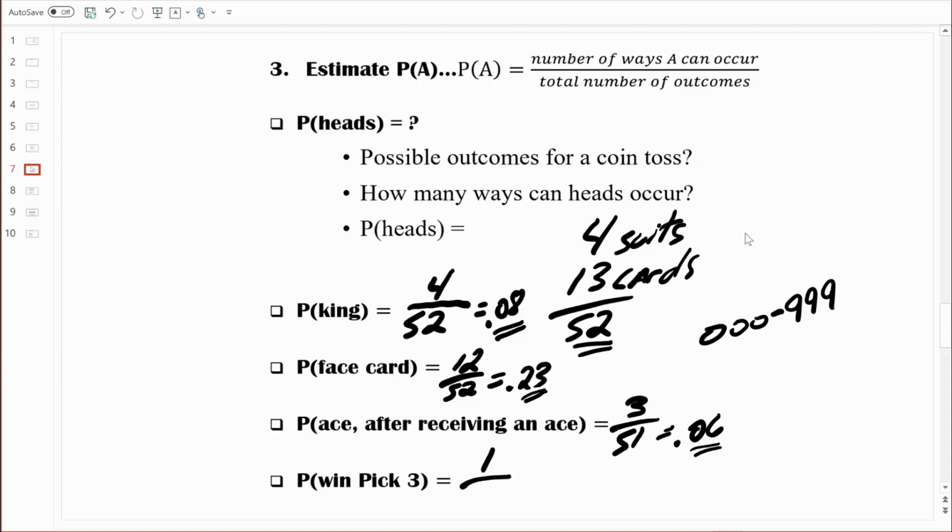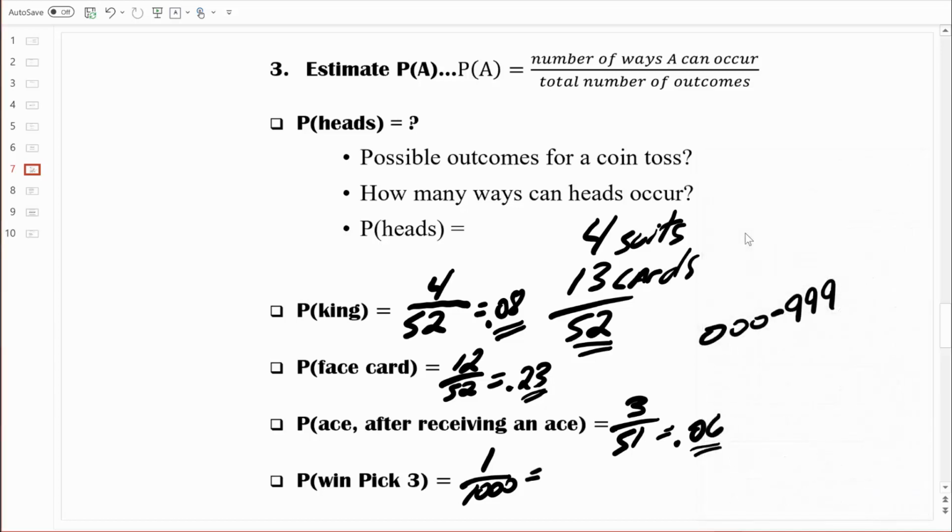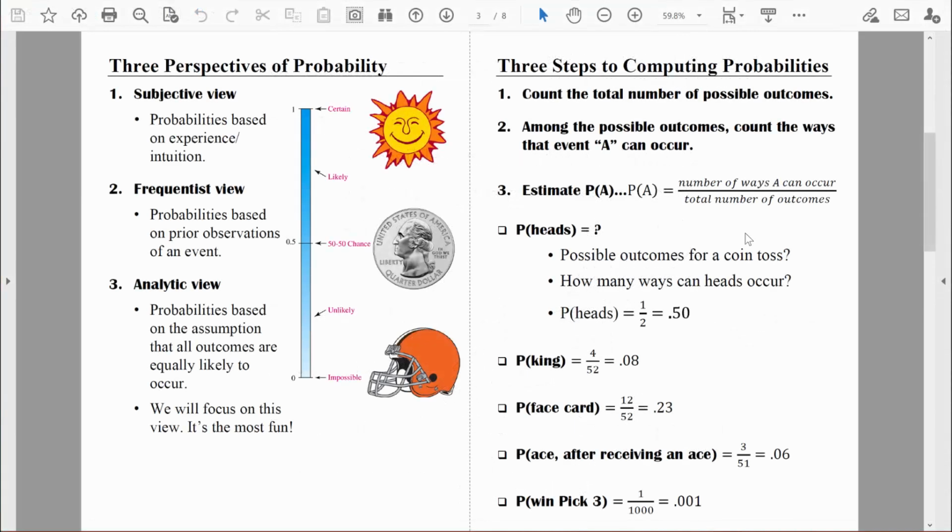So there's one way you can win out of 1,000 potential winning numbers. 1 divided by 1,000 equals 0.001. That's 1/10 of 1%. That, my friends, is a straightforward 3-step procedure for computing some very simple probabilities.